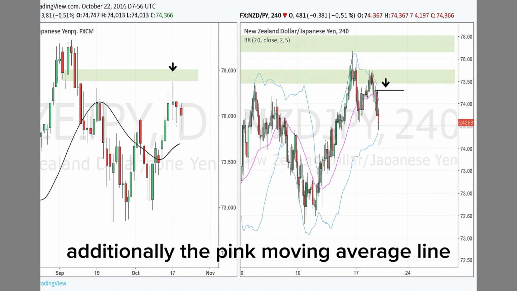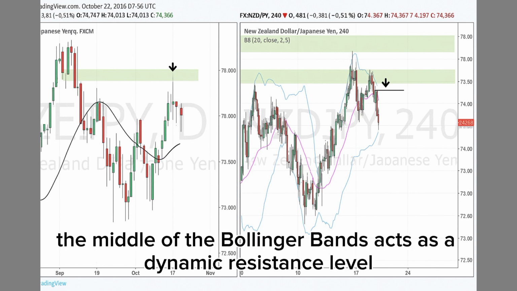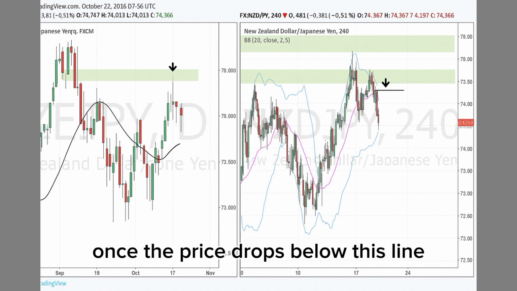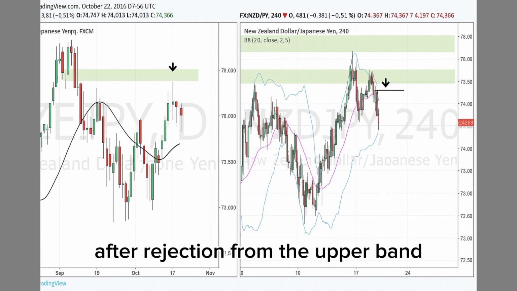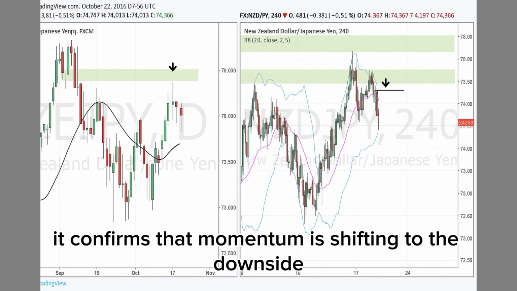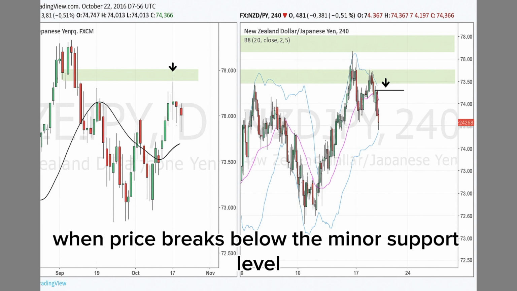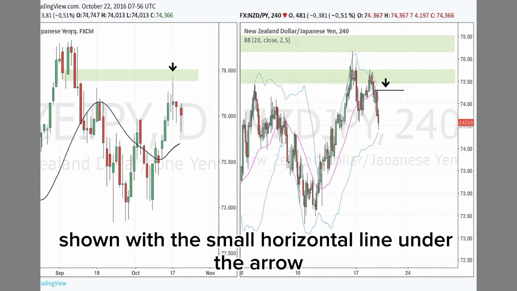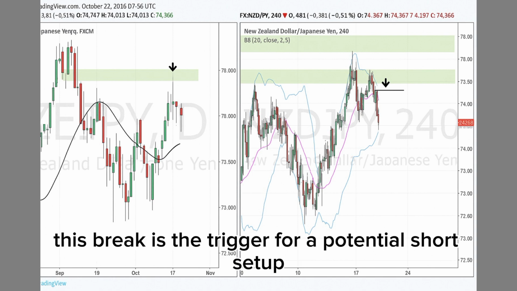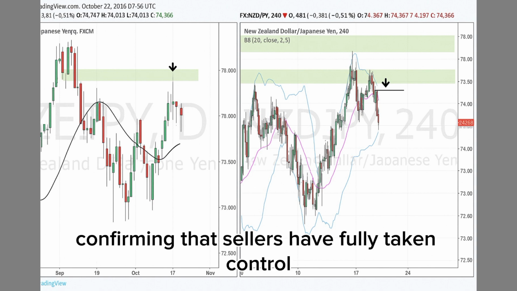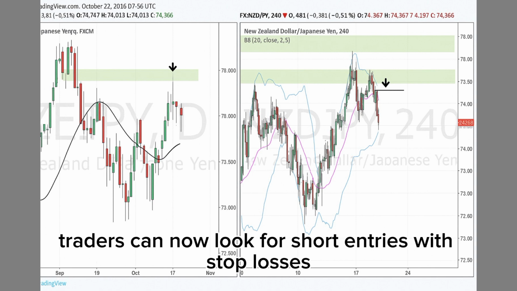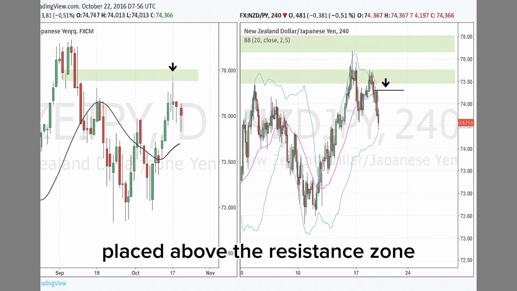Additionally, the pink moving average line, the middle of the Bollinger Bands, acts as a dynamic resistance level. Once the price drops below this line after rejection from the upper band, it confirms that momentum is shifting to the downside. The market structure becomes even clearer when price breaks below the minor support level, shown with the small horizontal line under the arrow. This break is the trigger for a potential short setup, confirming that sellers have fully taken control. Traders can now look for short entries with stop losses placed above the resistance zone.